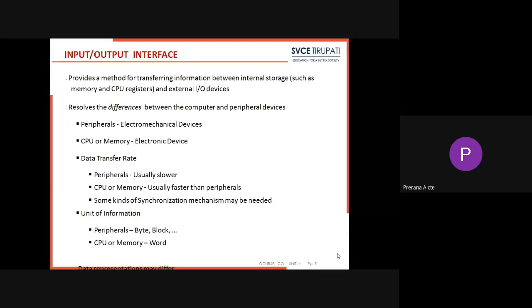The peripheral devices are input-output devices. Peripheral devices connected to a computer need special communication links for interfacing them with the central processing unit, that is, the CPU or processor. The purpose of the communication link is to resolve the differences that exist between the CPU and each peripheral device. Peripheral devices are electromechanical devices, and the processor and memory are electronic devices.